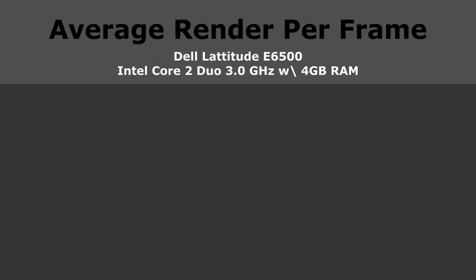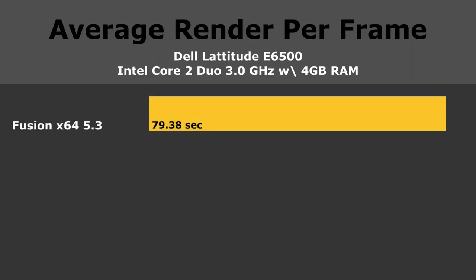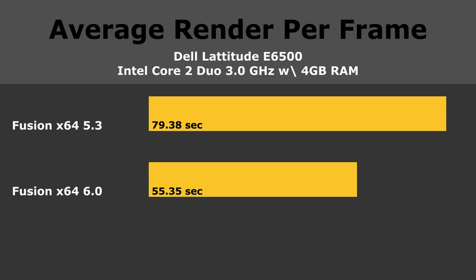When I rendered this composition using the 64-bit version of Fusion 5.3, it took an average of 79.38 seconds to render a frame. I then loaded the exact same composition in the 64-bit version of Fusion 6.0, build 448, and without making any changes, the average time per frame render dropped to 55.35 seconds a frame, an improvement of 30% over the original.